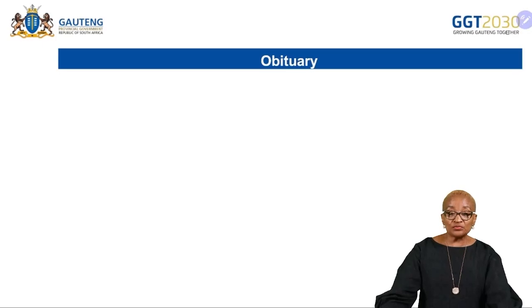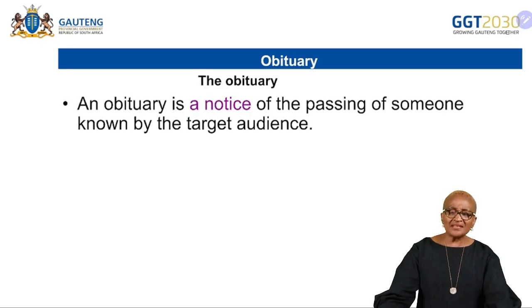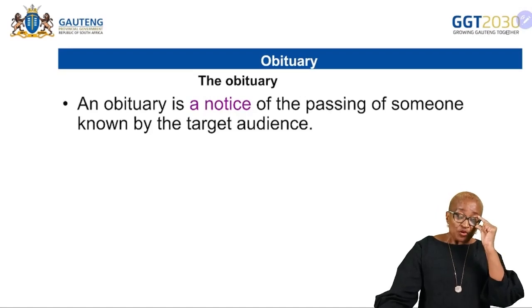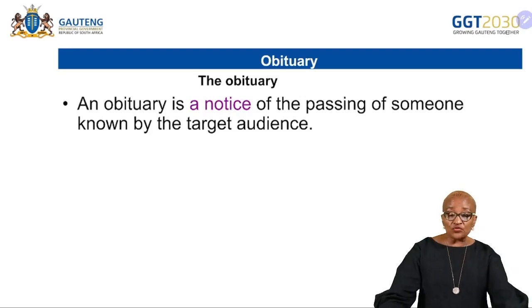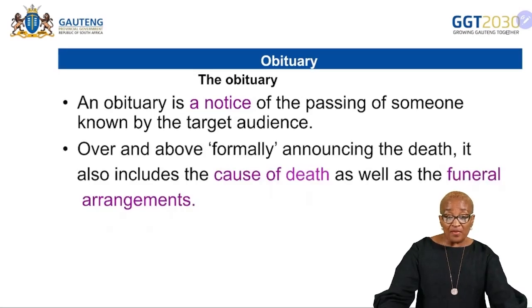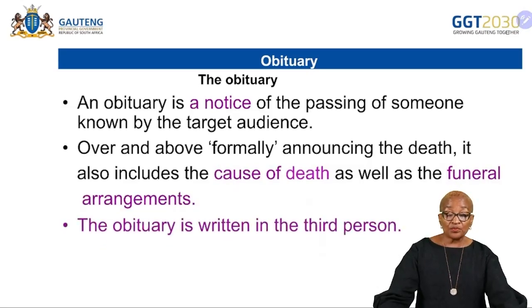Now we're moving on to the next transactional text, which is an obituary. What is an obituary? An obituary is a notice of the passing of someone known by the target audience. Over and above formally announcing the death, it also includes the cause of death as well as the funeral arrangements. The obituary is written in the third person. I repeat, the obituary is written in the third person.